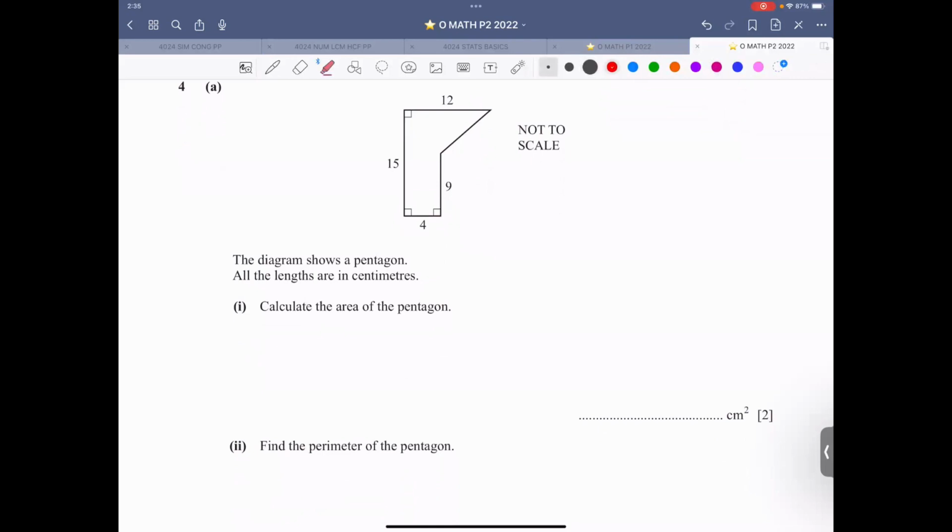Now, first of all, we have this length, which is 15. We have this length, which is 9. We have this length, which is 4. Let me draw another line, a purple line that's like this. So this line is how much? This thing is 15 minus 9, that is 6. So this one is 6.